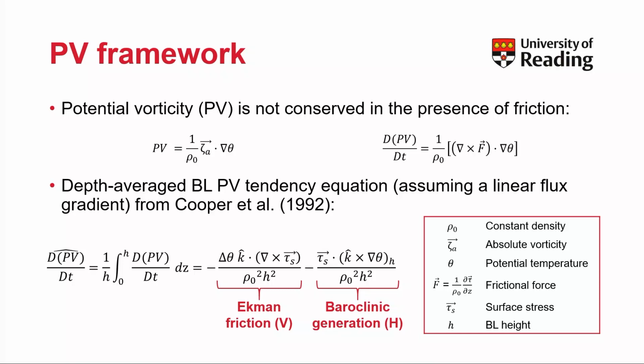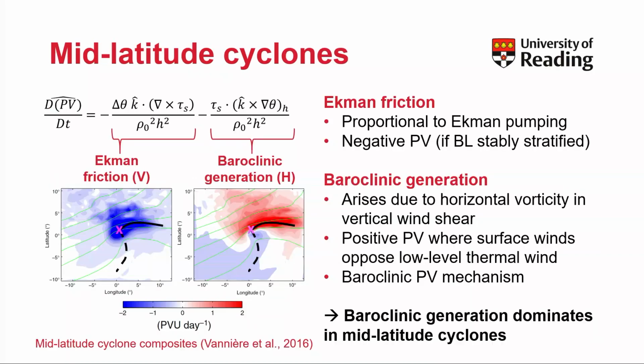And the important things to know are that there are two terms. The tau S is the surface stress, and this opposes the surface wind, so this is like the momentum flux. And a constant density and a linear flux gradient have been assumed in the boundary layer to derive this. Okay, so this is our equation. As I said, it has two terms, each representing a distinct frictional process by which friction impacts synoptic scale processes.